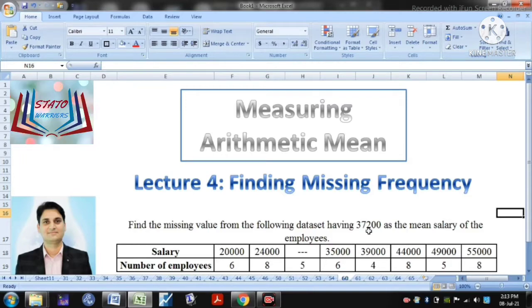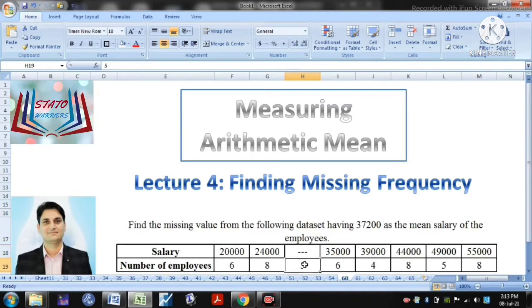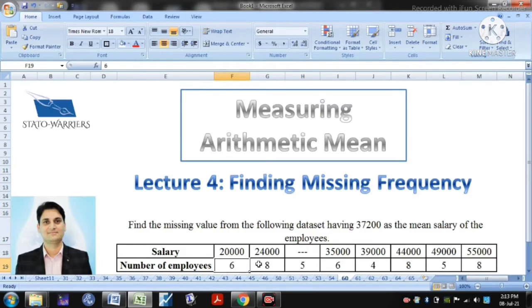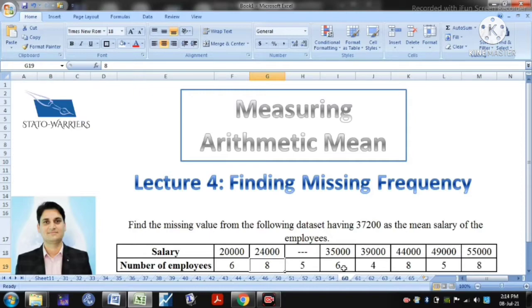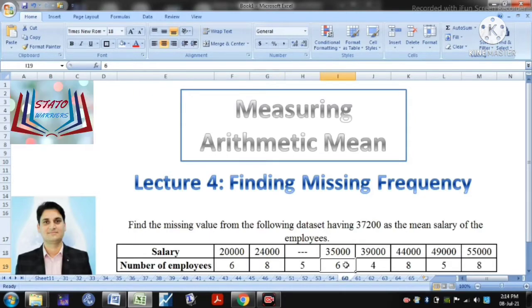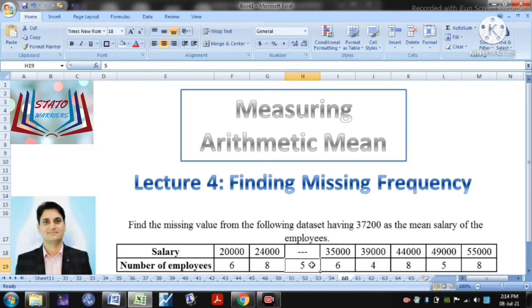But what they have not given is the mean salary for these 5 employees. See, 20,000 is the mean salary of these 6 employees, and 8 employees are getting 24,000 as their mean average salary. 6 employees are getting 35,000 as their average salary, and so on. But these 5 employees, what average salary they are getting, we do not know. Neither have they mentioned it. We need to find that out.